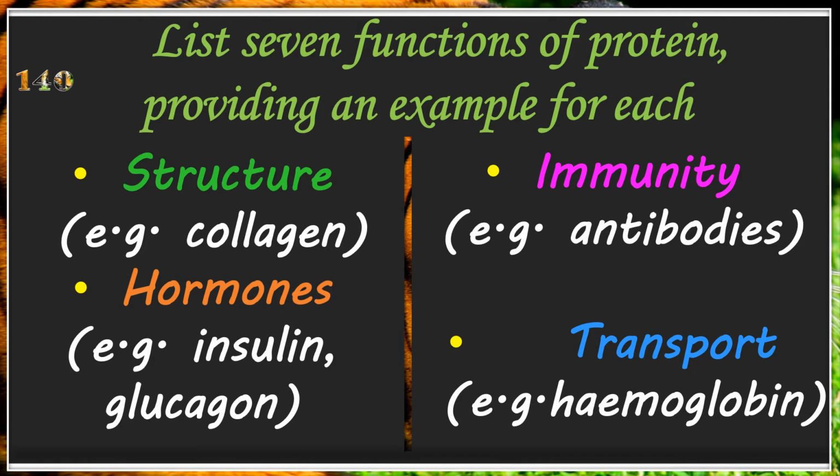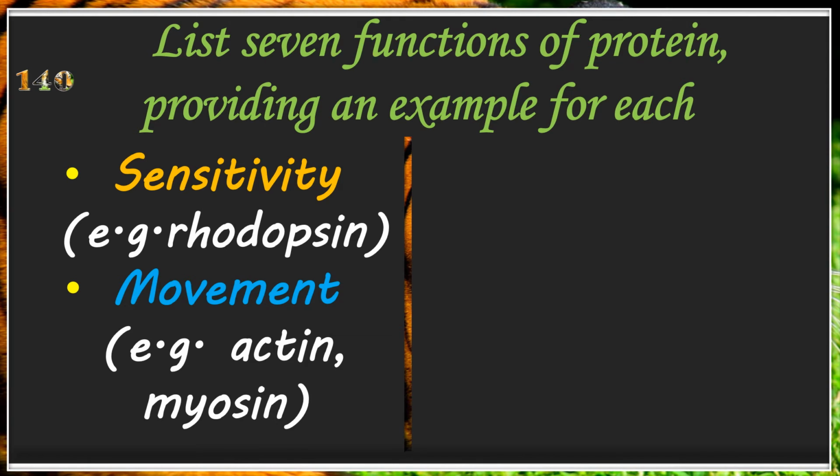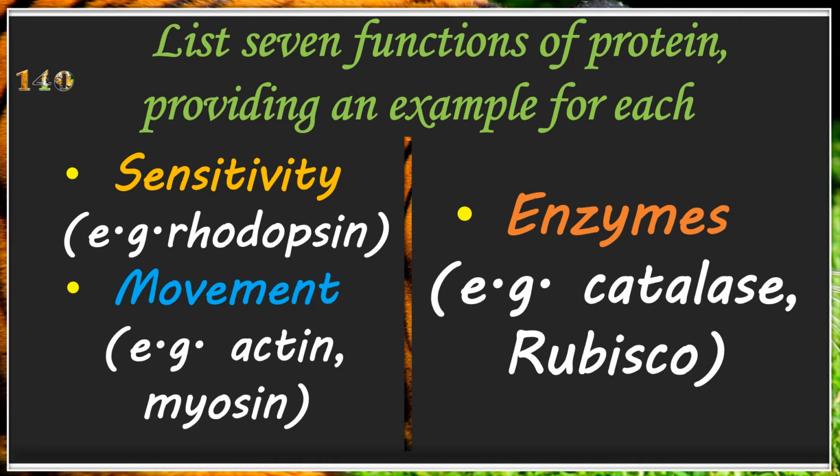4. For transport. Example we have is hemoglobin. 5. We have for sensitivity. For example, the rhodopsin. 6. We have movement. We have examples, the actin and myosin. Then the seventh, we have the enzymes, where we have catalase and Rubisco.